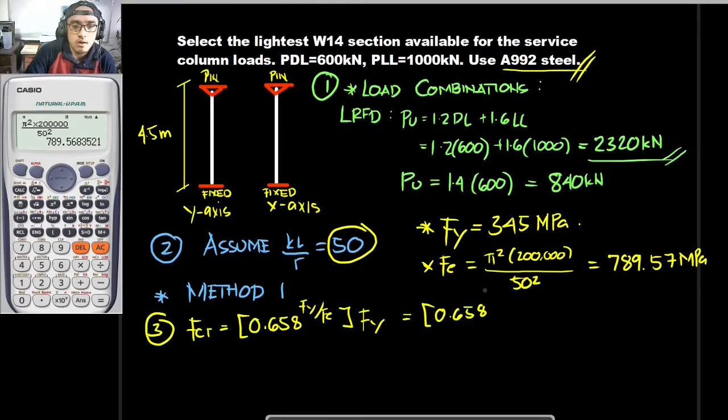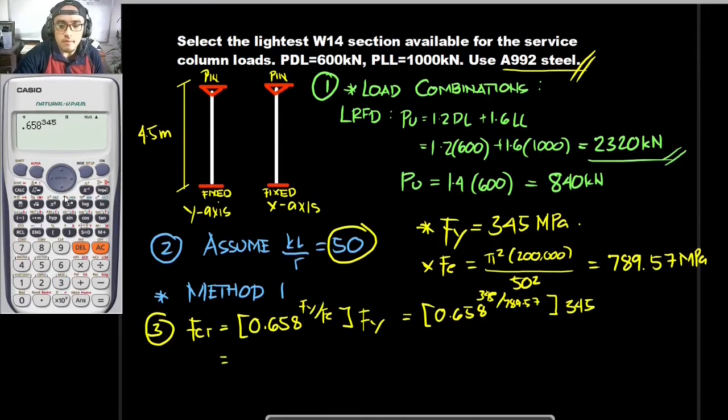Okay, so substituting these known values to our formula for FCR, that is 0.658 raised to 345 divided by 789.57, times 345. So our FCR would now be equal to 287.34 megapascals. So that would be our critical buckling stress using method 1.